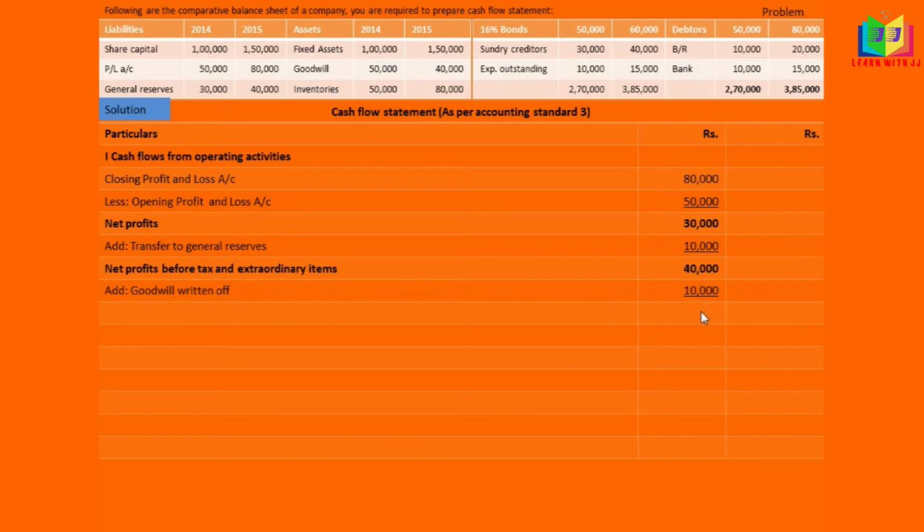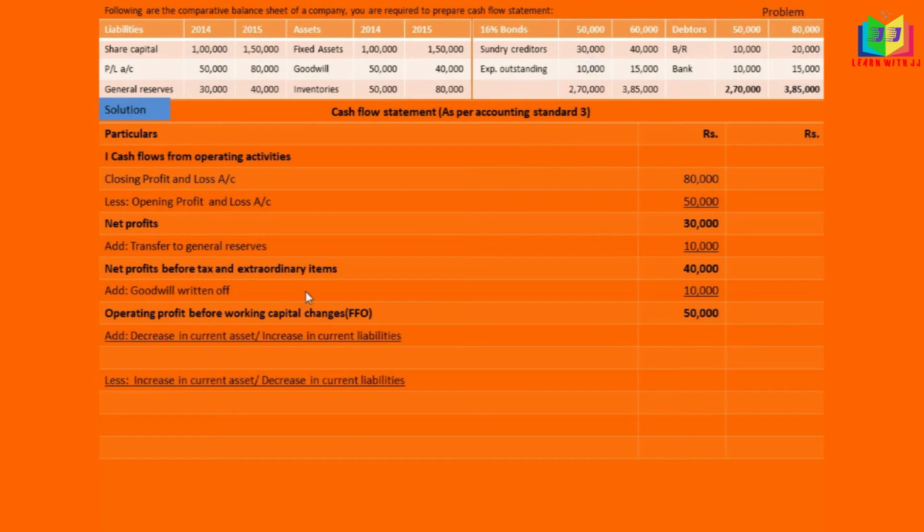And we don't have any other non-operating incomes. So we can stop up to this, and this is the funds from operation. That is operating profit before working capital changes. Here we have creditors and expenses outstanding. This too is the current liability. First we'll write that.